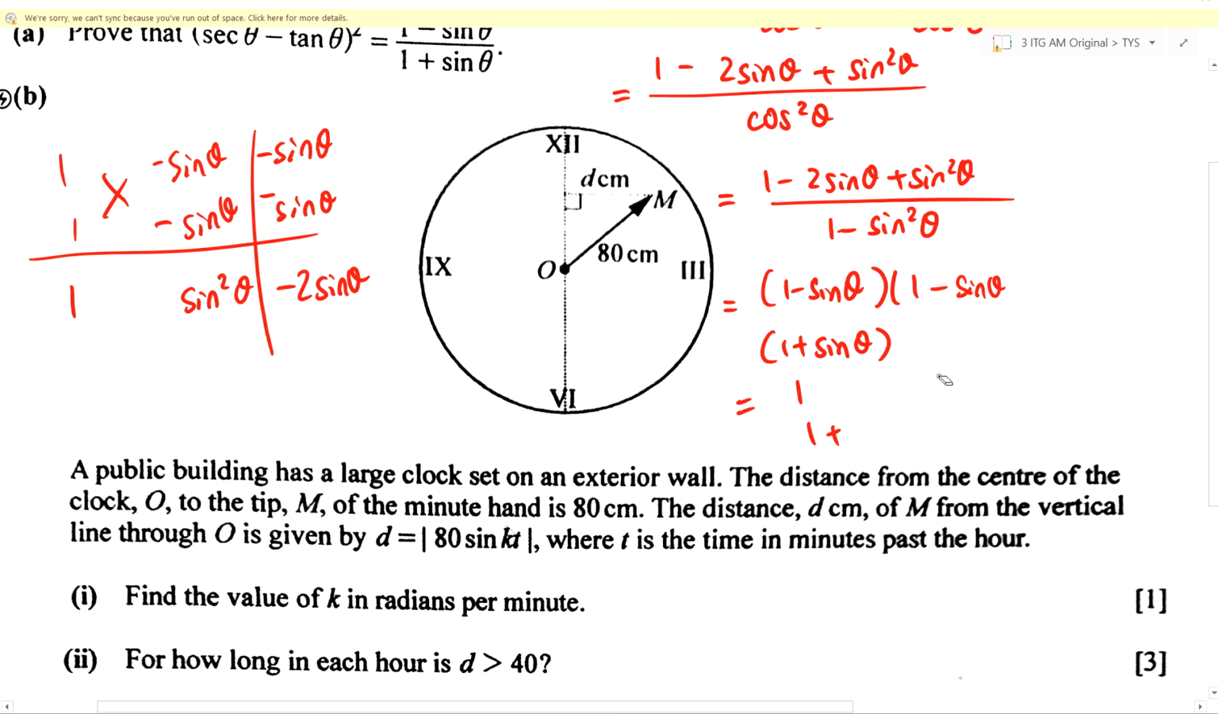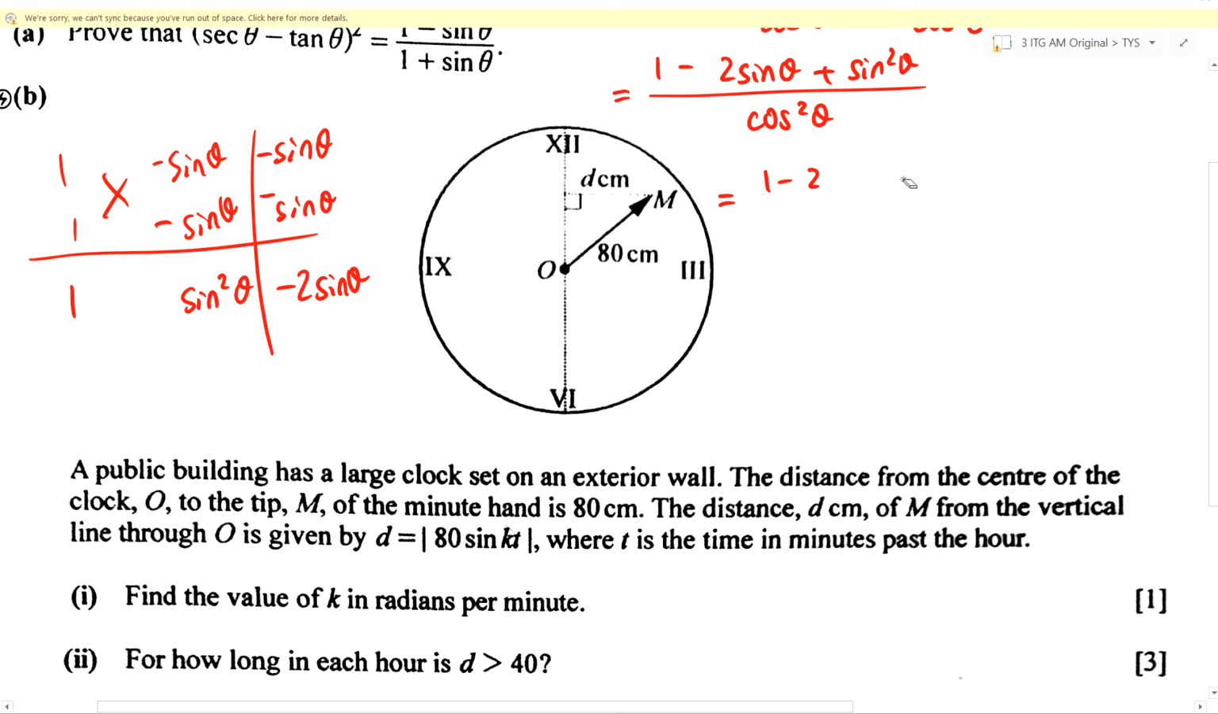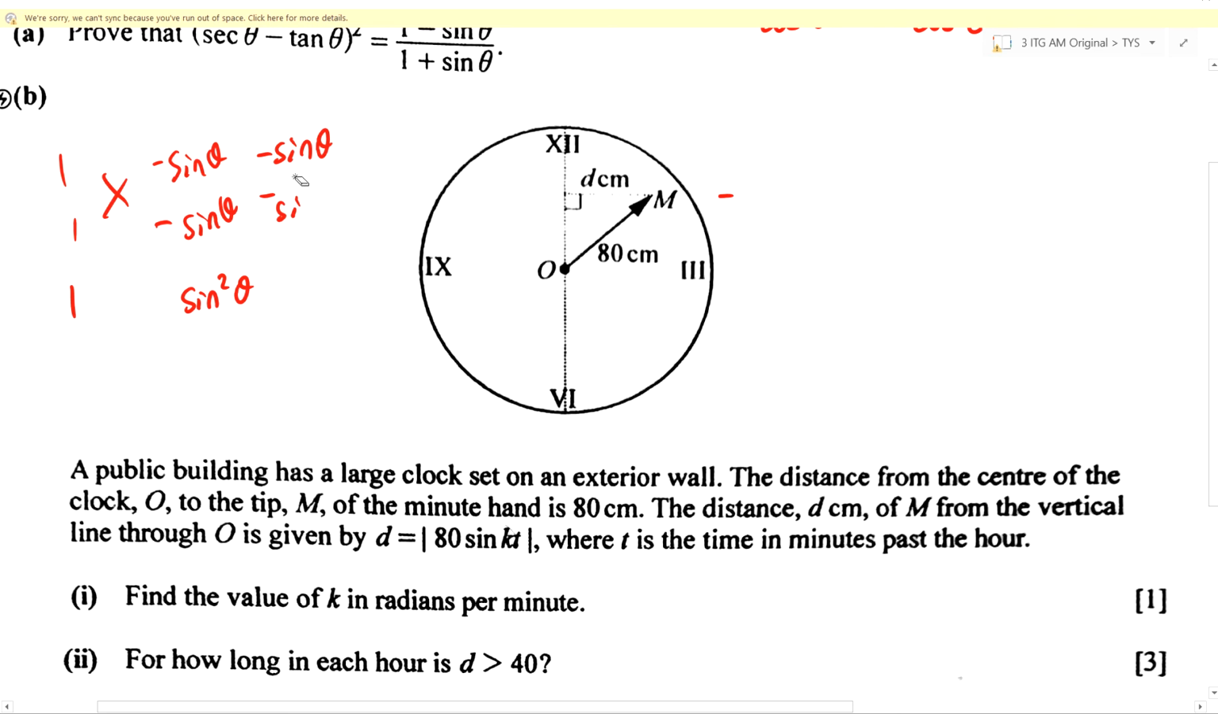We've got part 1. Find the value of k in radians per minute. Okay, so let's try to understand this first. We've got a minute hand that is rotating clockwise. The distance from the center to the tip of the minute hand is 80 cm. So this minute hand is rotating. The distance of M from the vertical line through O, and so on and so forth. This is the relationship: D equals 80 sine kt with modulus.